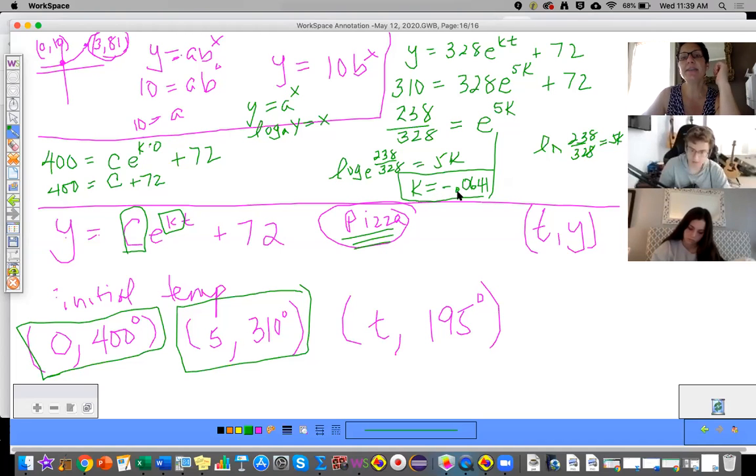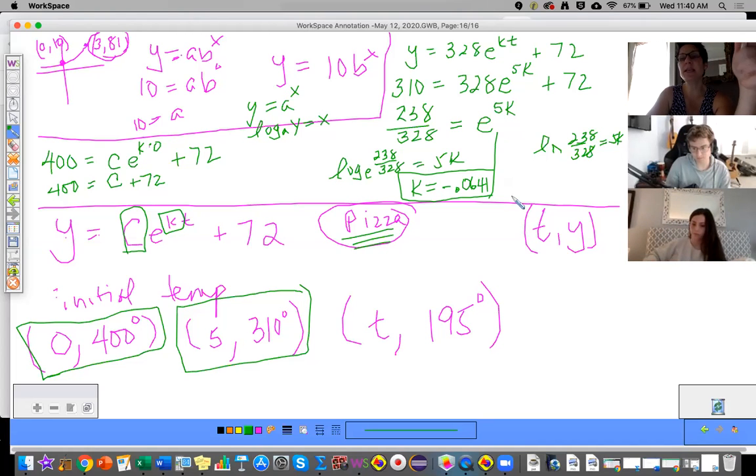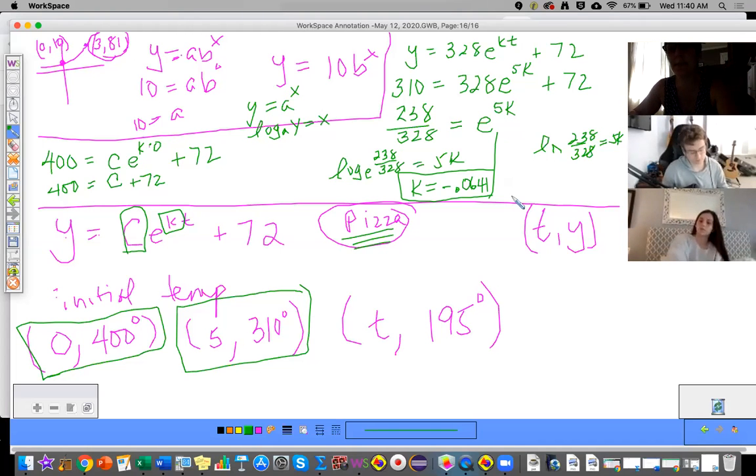I like that. And by the way, it makes sense that K is negative. Why does it make sense? Sarah, are you typing for me? Let me go to my little chat screen. She said it's a decay. How come it makes sense that this is going to be a decay? Because the pizza is cooling off. Yes, it's decreasing because it's decreasing in temperature, right?